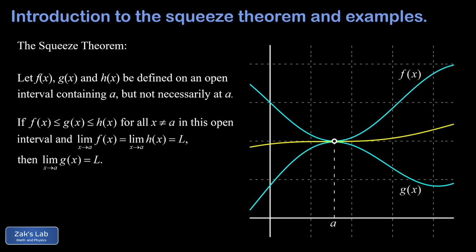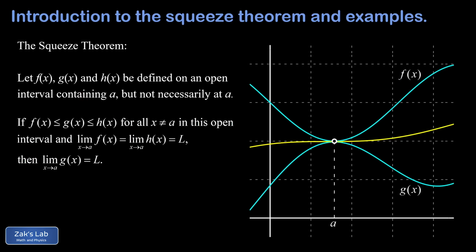And this gives us a powerful tool for proving a variety of limits, in particular when part of the function we're studying is sinusoidal, as we'll see in the examples. So to read through this theorem real quick, we have three functions, f of x, g of x, and h of x, defined on an open interval containing a, but not necessarily at a. And that's because the definition of these functions at x equals a is irrelevant to their limit there.